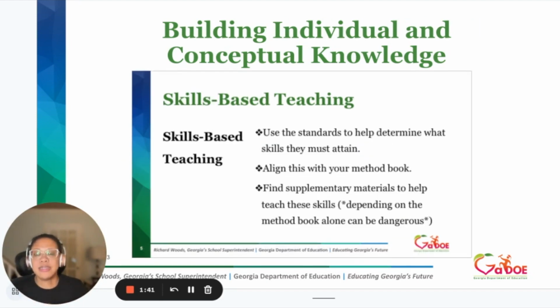All right, so then skills-based teaching is really important because you're using the standards to help determine what skills they must attain. So you need to know what they need to be able to do. Conceptual knowledge is about what they know. Skills is about what they can do. So align those needed skills with your method book.